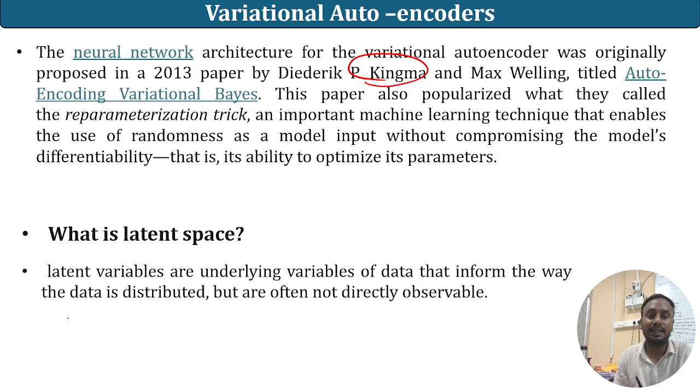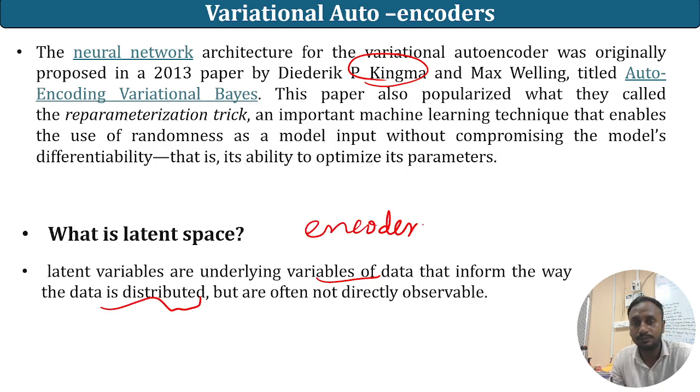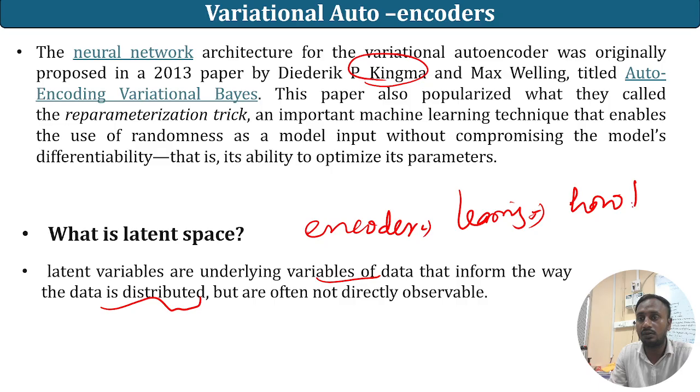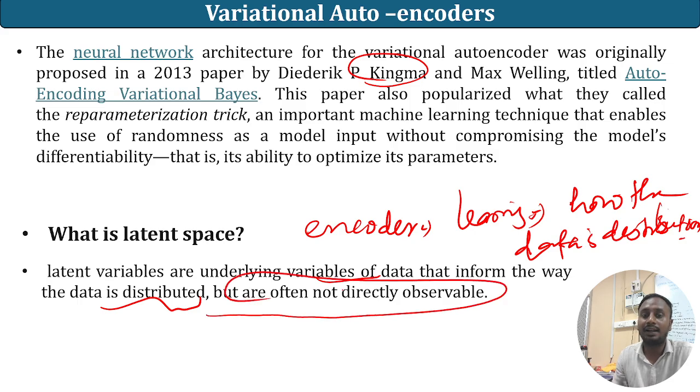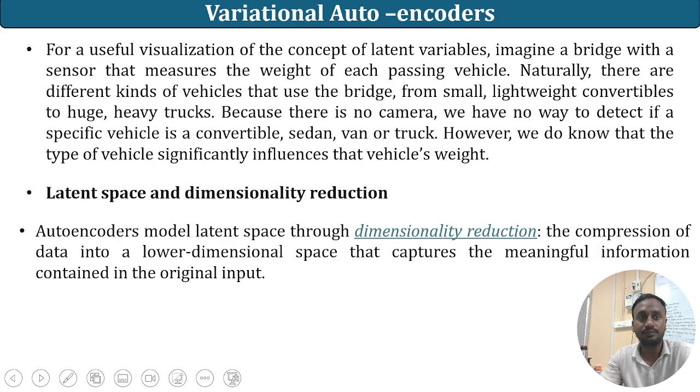What is the latent space? Latent variables are underlying variables of the data that inform the way the data is distributed. The encoder is learning how the data is distributed, and that we call the latent space, but it is often not directly observable, so we cannot see it directly.